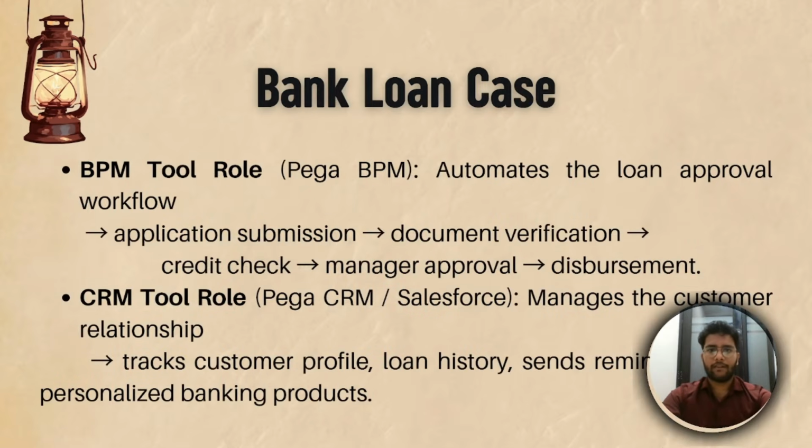So, if you have a look at this bank loan case, I'll explain both the BPM tool role and the CRM tool role in this example. If you consider the BPM tool role, it will automate the loan approval workflow. First you have to submit your application, then documents will be verified, and then the credit check will go through. After that, if the manager approves, the loan will be granted. If you observe here, it is a process: once this part is completed, then the next part will be completed. So it is dependent on the previous part.